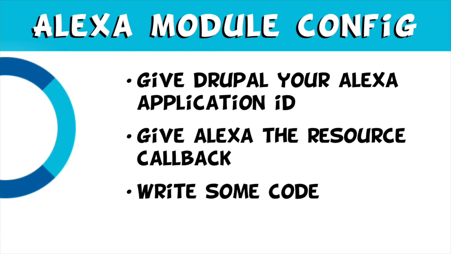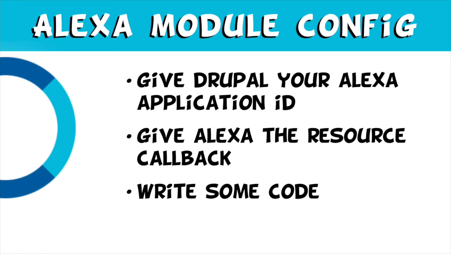So you download the module, you turn it on, and then you sort of wonder what next. There are basically only a couple of different things that the Alexa module does. One, it provides a configuration form where you give Drupal the application ID for your Alexa skill. This is used in that sort of handshake thing I talked about before. So when a request comes in, the first thing it does is say, is this actually coming from a skill I should be responding to or not?